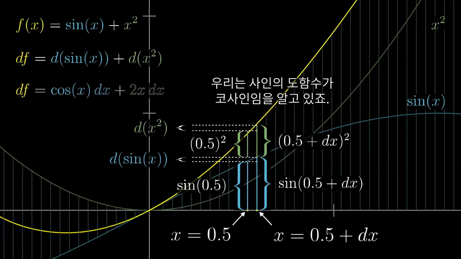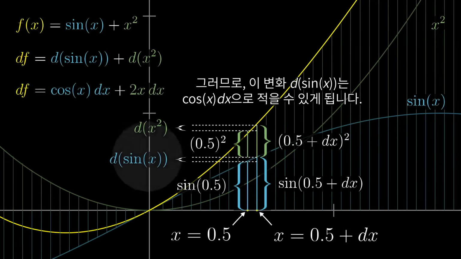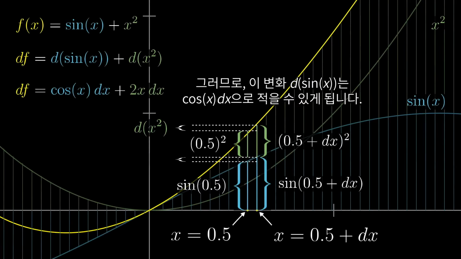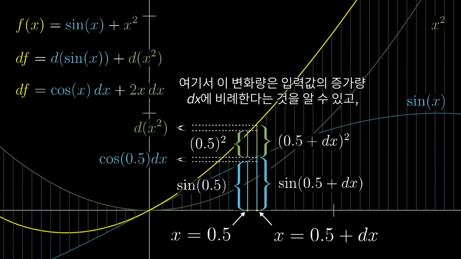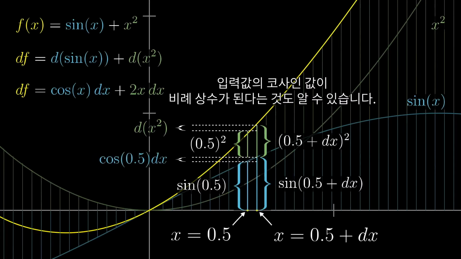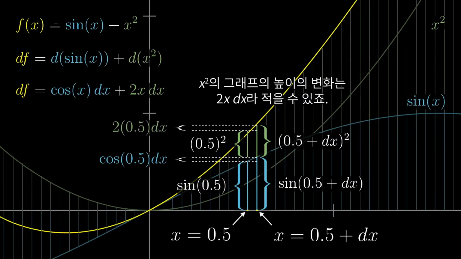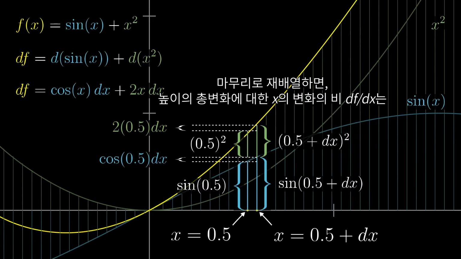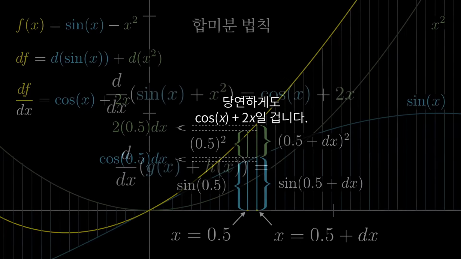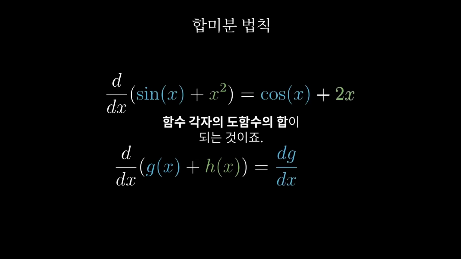Now, we know that the derivative of sine is cosine, and remember what that means. It means that this little change, d sine of x, is about cosine of x times dx. It's proportional to the size of our initial nudge, dx, and the proportionality constant equals cosine of whatever input we happen to start at. Likewise, because the derivative of x squared is 2x, the change in the height of the x squared graph is going to be about 2 times x times whatever dx was. So, rearranging, df divided by dx, the ratio of the tiny change to this sum function to the tiny change in x that caused it, is indeed cosine of x plus 2x, the sum of the derivatives of its parts.